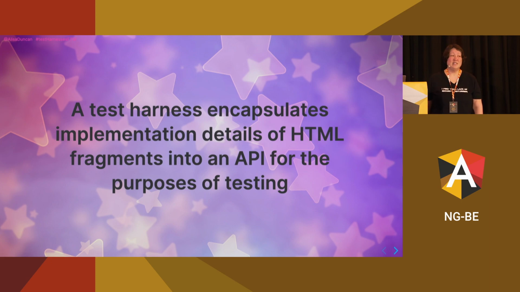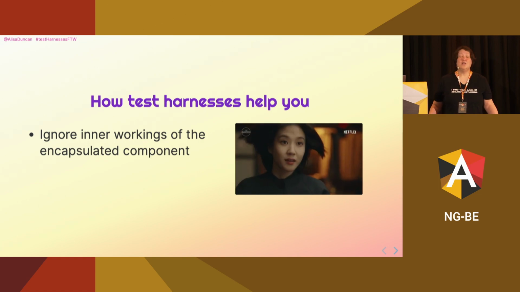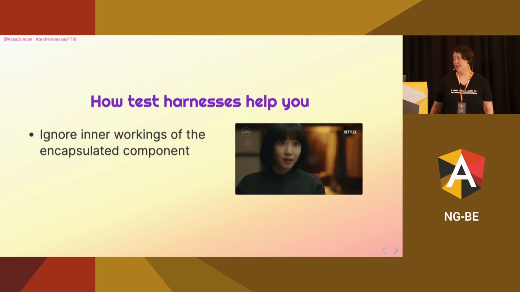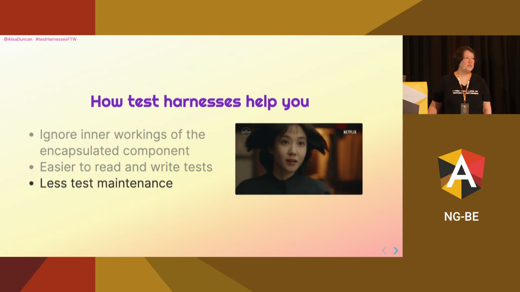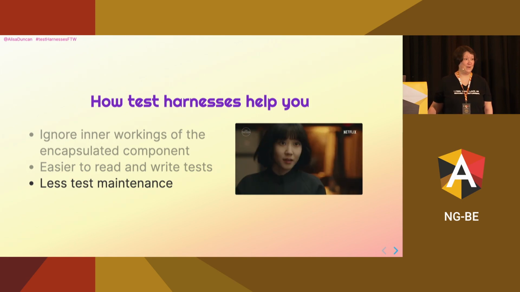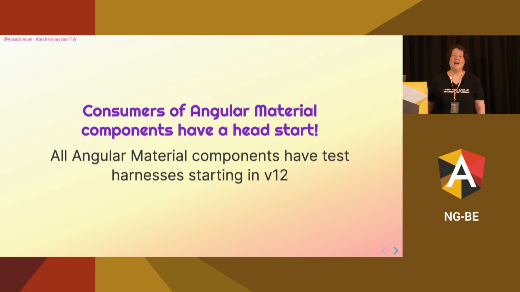And if we were going to assign some blame to the fussiness of automated UI testing, that HTML API might take its lion's share. When we use test harnesses, what it means is that we get to ignore the inner workings of any of those encapsulated components, which means that we'll have tests that are easier to read and write with less maintenance. Now, at this point, we're at the ideal level of writing tests, right? Who doesn't want this? And we are in luck, because we can see how this works right out of the box when we use Angular Material components, because all Angular Material components have test harnesses built into them for each one of their controls, and it's fully available starting in Angular v12.